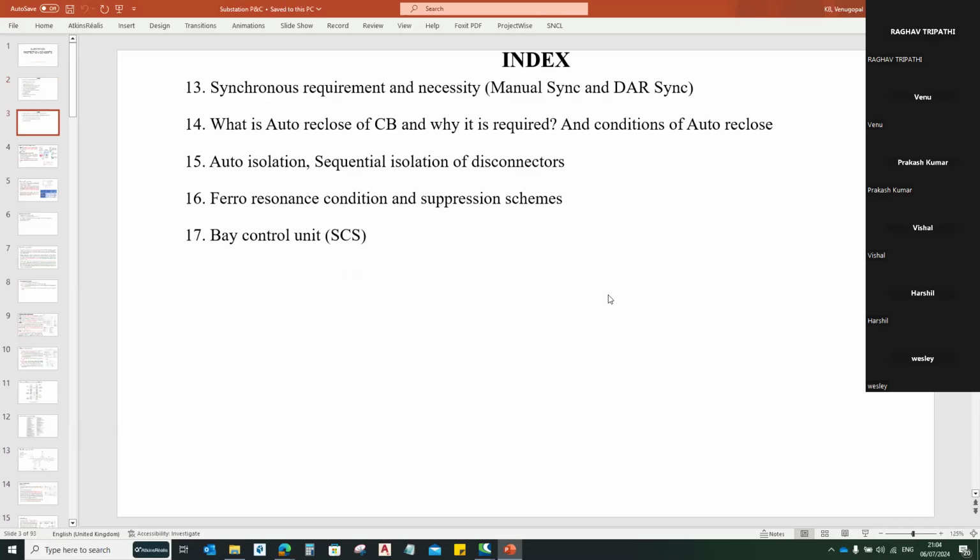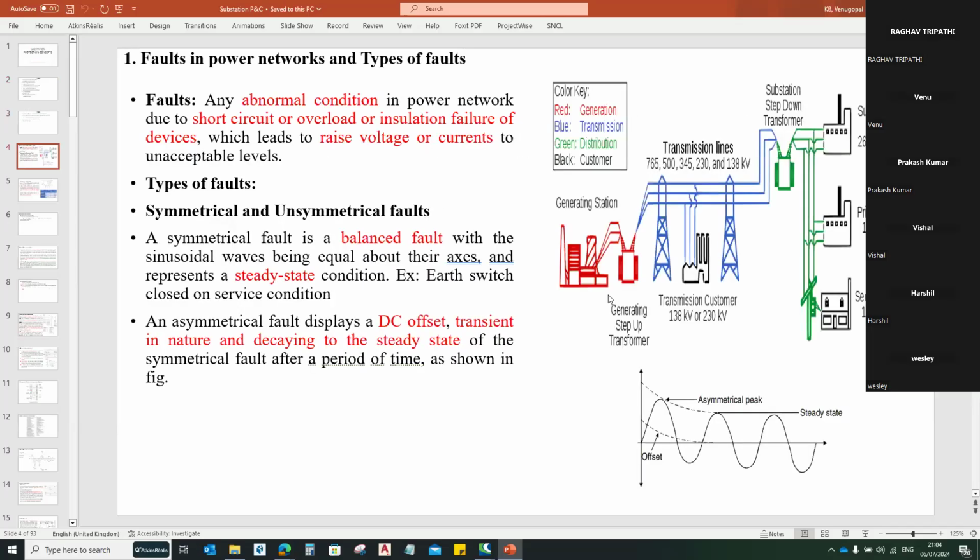Great. I will start with the faults. I will give a brief introduction about what a fault is and the types of faults.